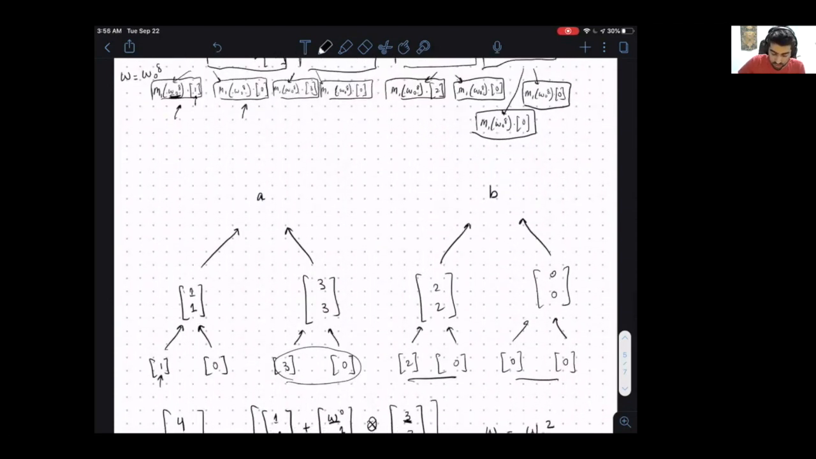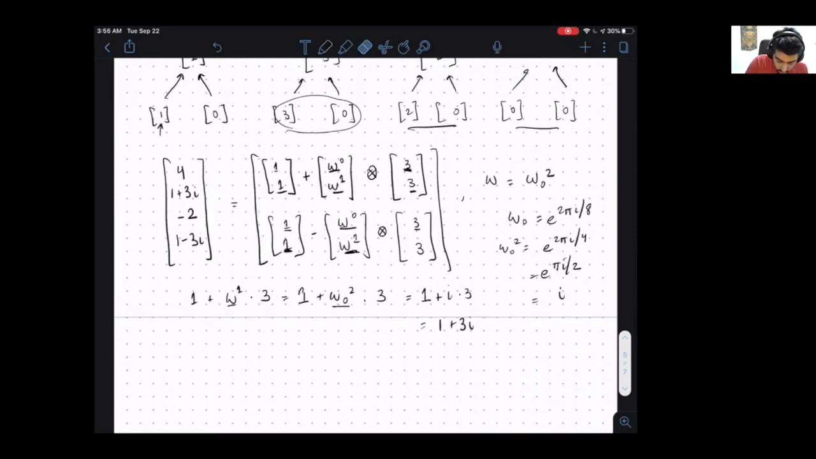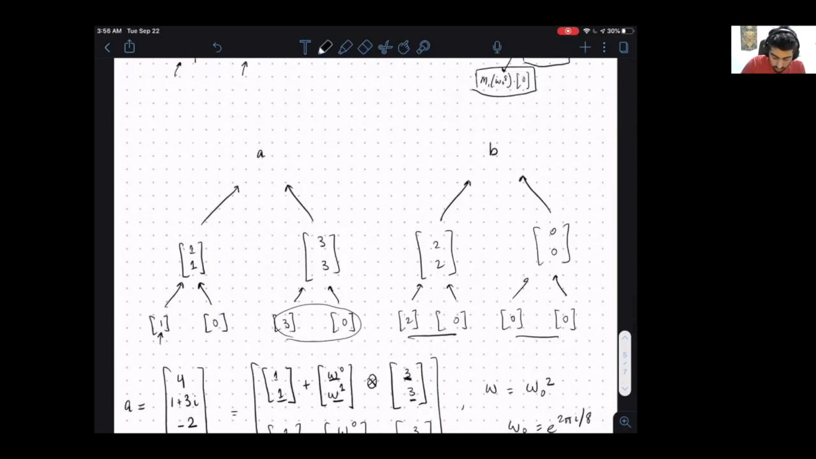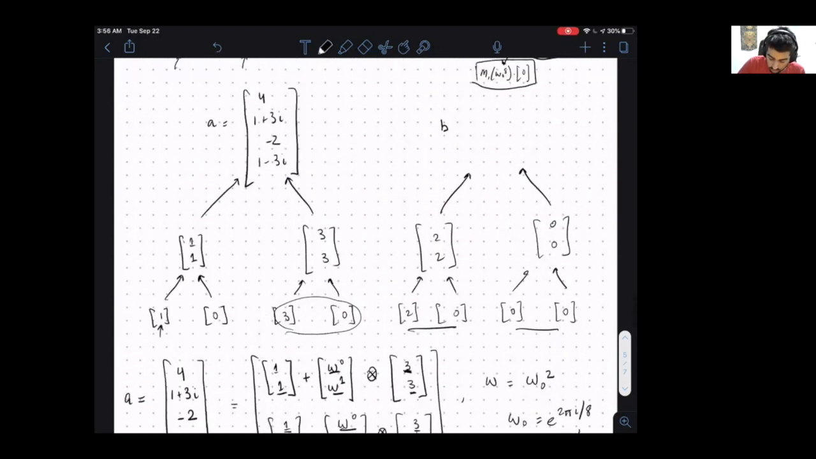Okay, so that's this A subproblem here. So A is equal to this vector, which is 4, 1 plus 3i, minus 2, 1 minus 3i. Okay, almost there. 2 subproblems left. So now let's compute B.